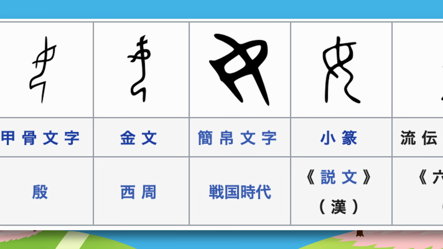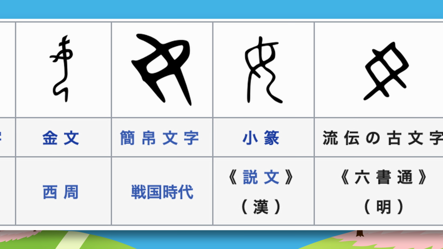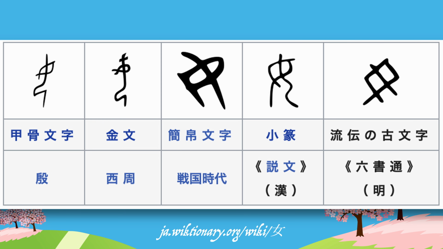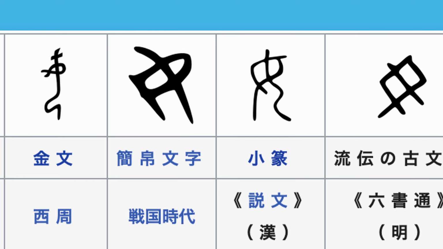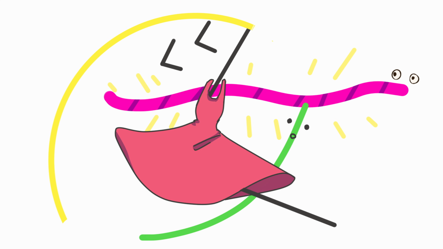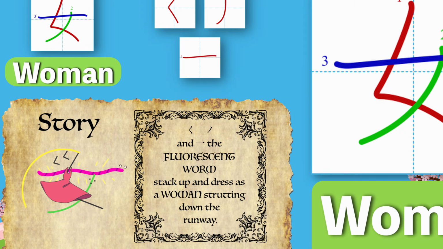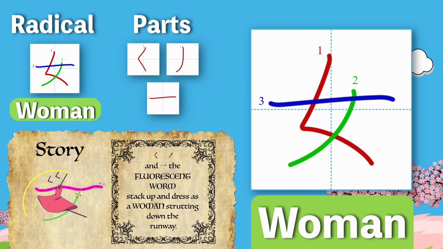together. Historically, this was a pictograph of a kneeling woman with her arms folded in front of her. Stern look on her face. Okay, I made up the stern look part, but honestly, I don't see the kneeling part in any of these. This one looks more like a Gundam pose or something. Our story for woman is ku, no, and ichi, the fluorescent worm, stack up and dress as a woman strutting down the runway. Don't forget to add your own stories for these kanji in the comments, by the way. Maybe you'll have something better for this one that others can also use.